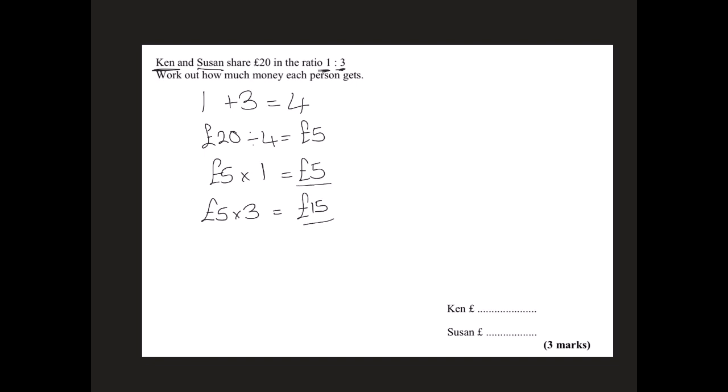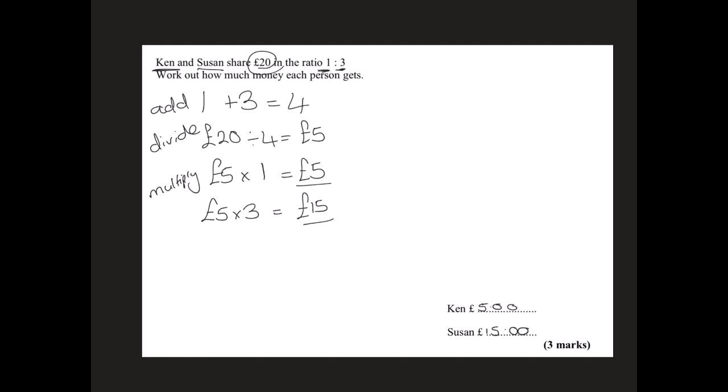Now let's just double check that we've got this right. 15 plus 5 does equal 20. So yes, we have shared out the full amount of money. So just fill in our answers. Ken gets £5 and Susan gets £15. So remember, you add up your ratio first of all. That's the first step. Second step is to divide. And our third step then is to multiply.